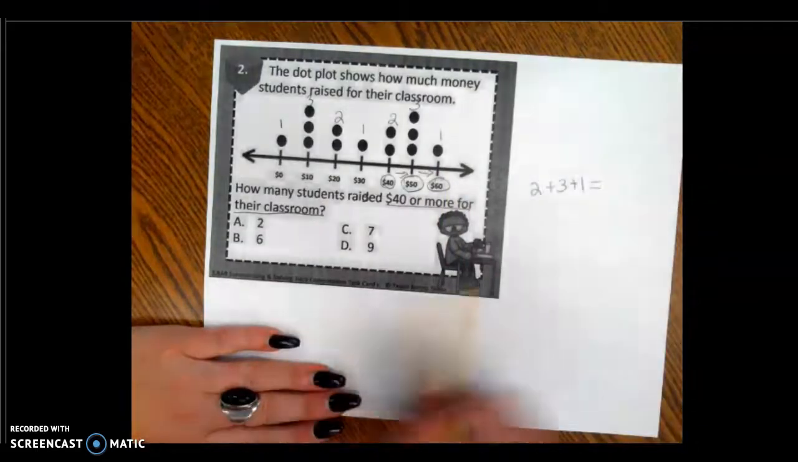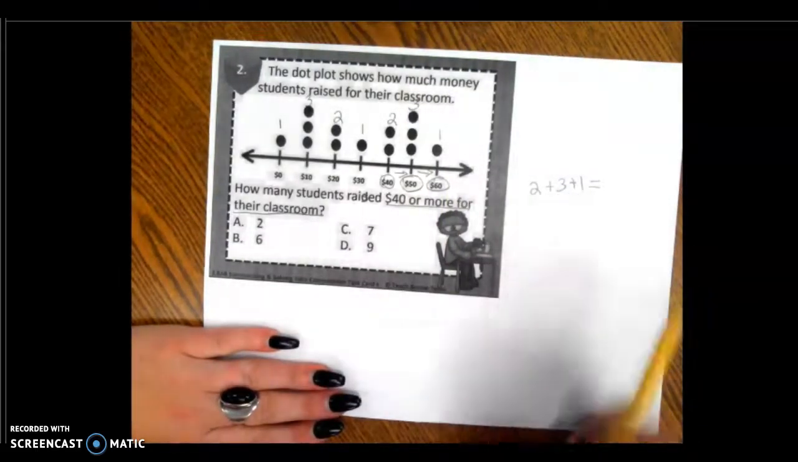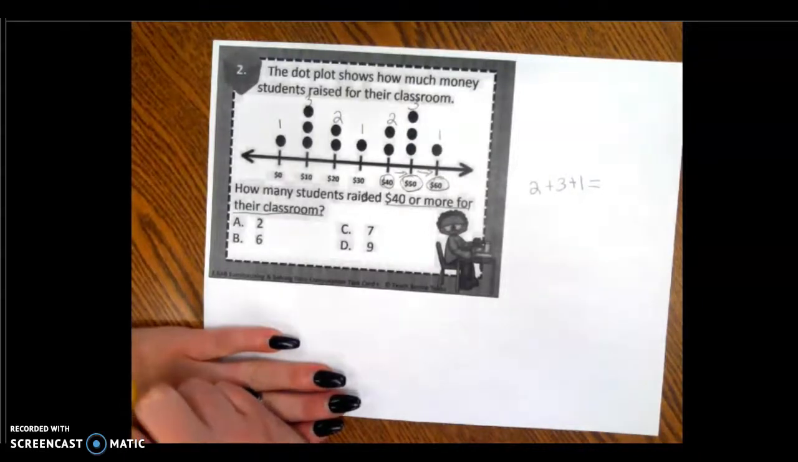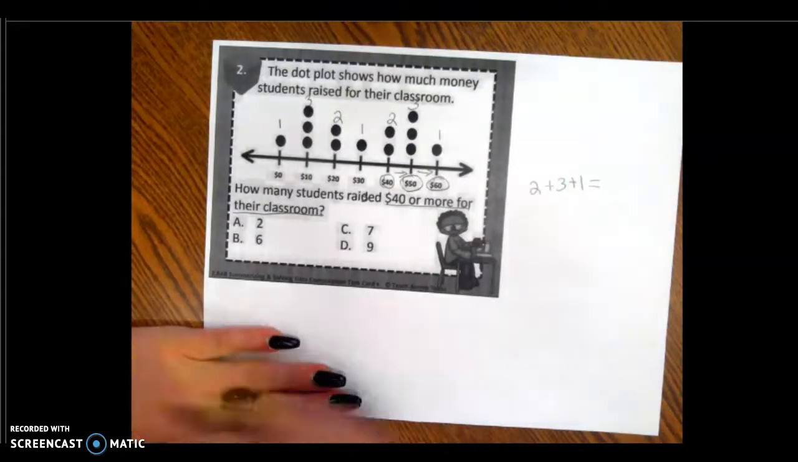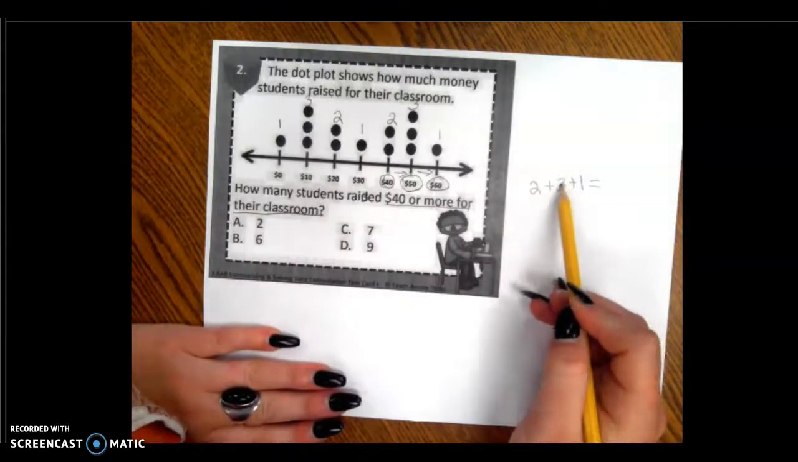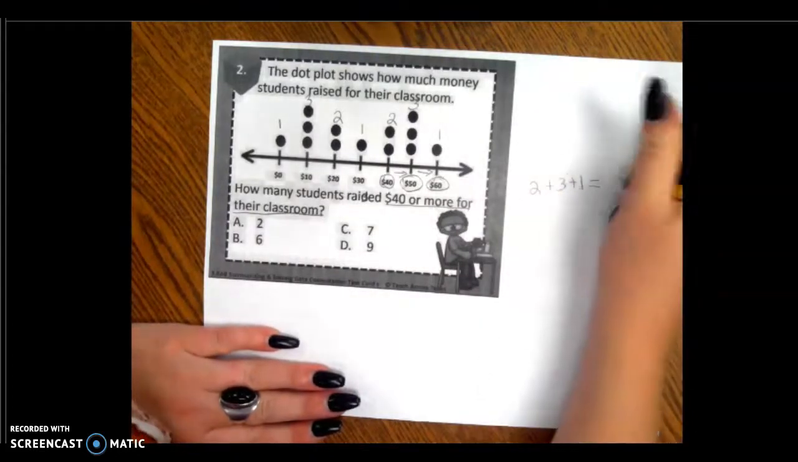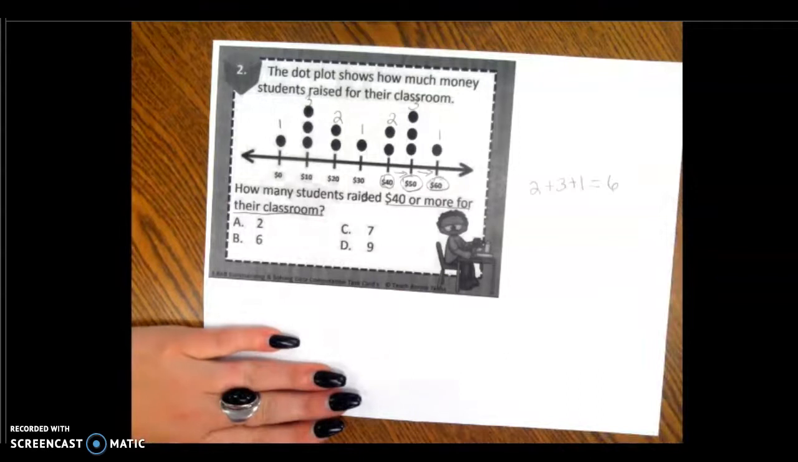So boys and girls, what is 2 plus 3 plus 1? What is the sum? Well, let's add them together. 2, 3, 4, 5, 6. So how many students raised $40 or more for the classroom? 6.